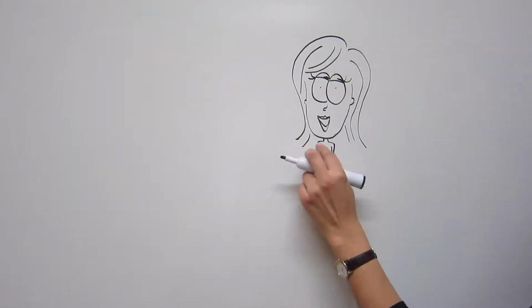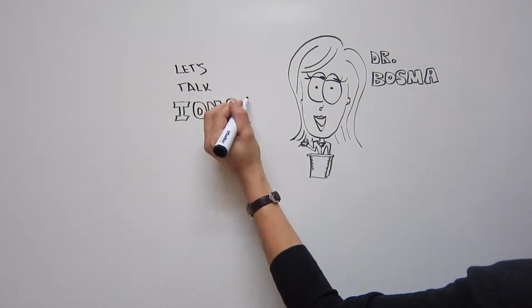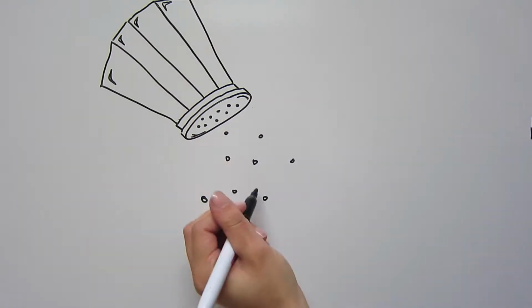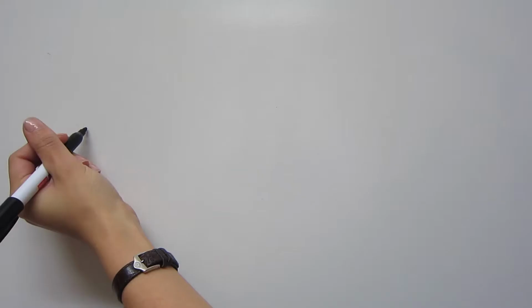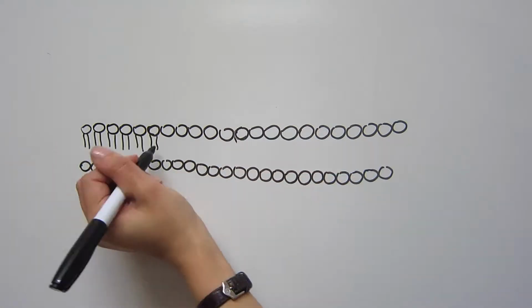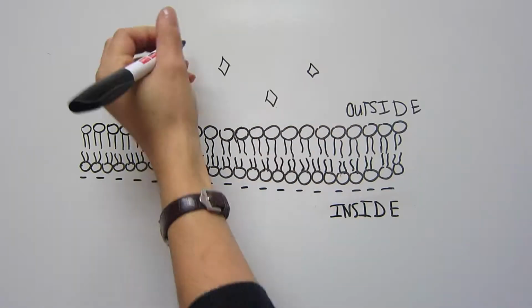In week 4, Dr. Bosma taught us all about ions. Sodium ions have a positive charge. They are attracted to the inside of the cell, which is negatively charged as a result of large static proteins. This creates an electrostatic force pushing the ions in.